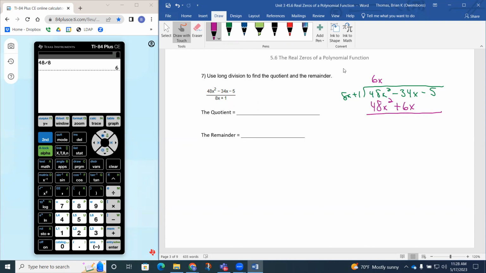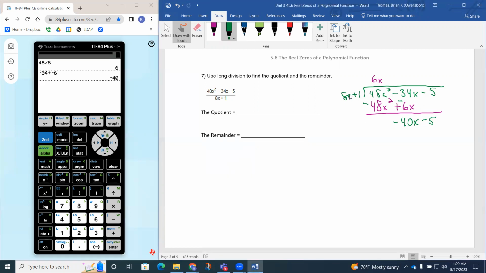So again, to do long division, we're supposed to subtract, but I'm just going to change this to a negative and this to a negative as well, and then add. So these will zero out, and negative 34 and a negative 6 gives me a negative 40x. Double check myself there. Negative 34 plus negative 6 does give me negative 40, and then the x comes down, and then we bring down the minus 5.